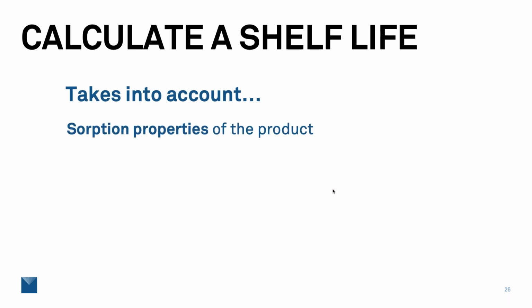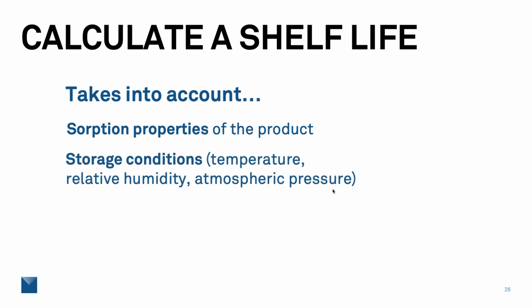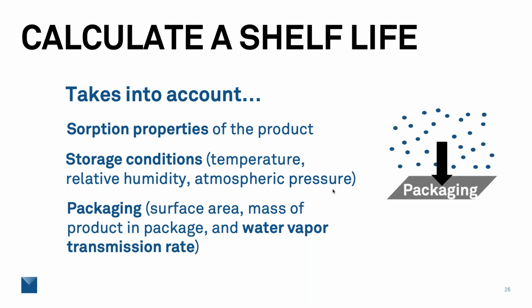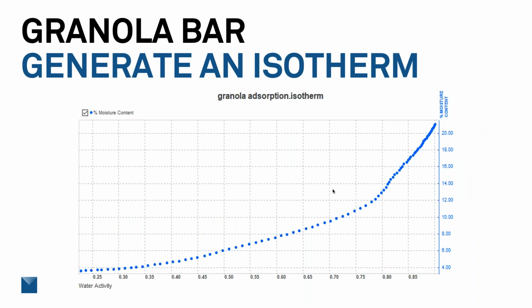So I thought it might be a good idea, because I do get this question quite a lot, how to actually calculate a shelf life. So the calculation is going to take into account the sorption properties of the product, so the isotherm in particular, and the storage conditions. We need to know what that product is going to experience, so temperature, relative humidity, atmospheric pressure. And lastly, the packaging. For this, we need surface area, mass of the product in the package, and the very important water vapor transmission rate. So packaging is what is going to protect your product from the outside conditions. If you have good packaging, it's going to limit the vapor that's able to go through.